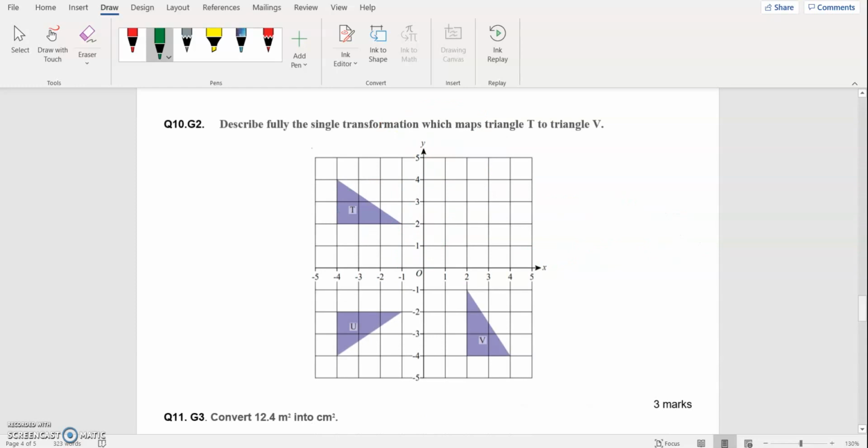Now we have to describe fully the single transformation which maps triangle T to triangle V. So we're getting from this to this. I can see that they are mirrored. So this must be a reflection. And the line's got to be right in the middle between them two.